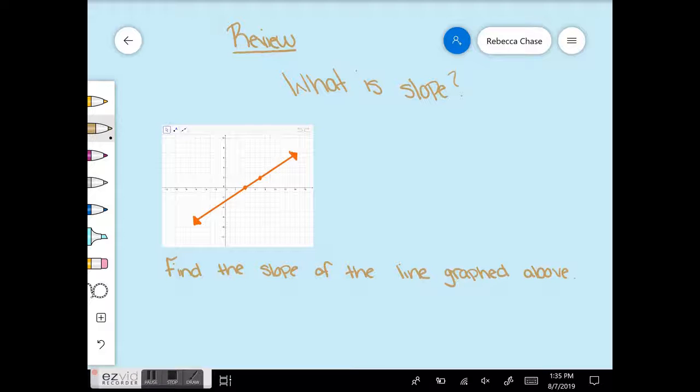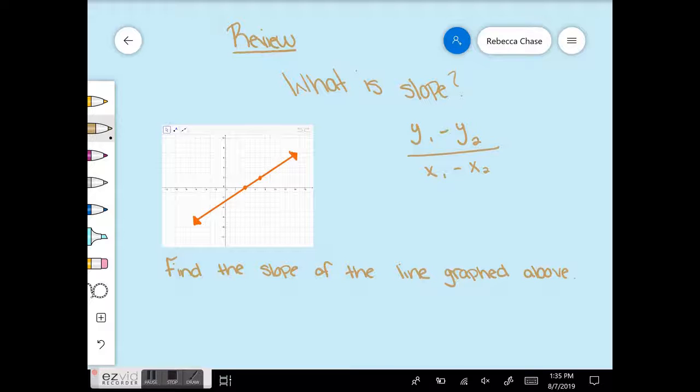So first thing that we're going to talk about is we're going to kind of recall what slope is. So remember, slope is the y minus y over x minus x. Okay, so make sure you remember it doesn't really matter which point comes first as long as you use the same y and x point that you used to start with.